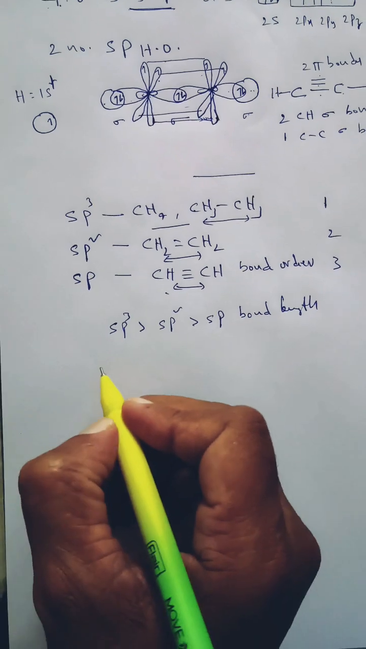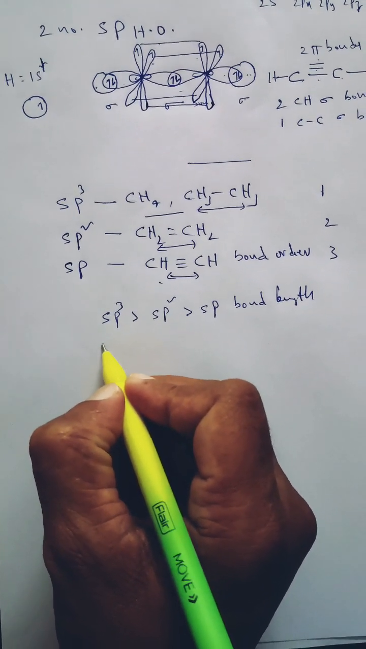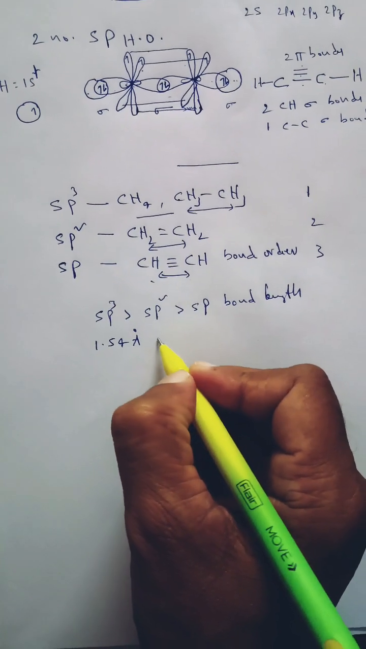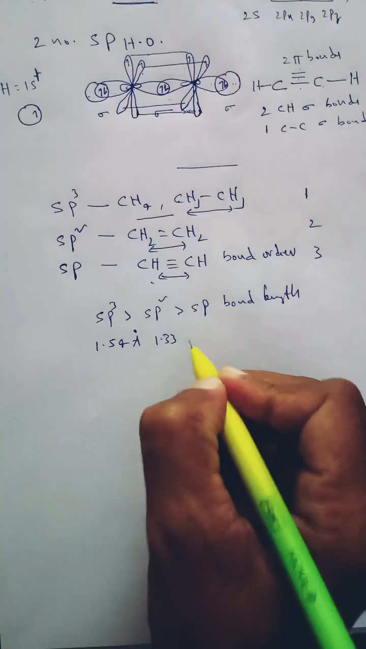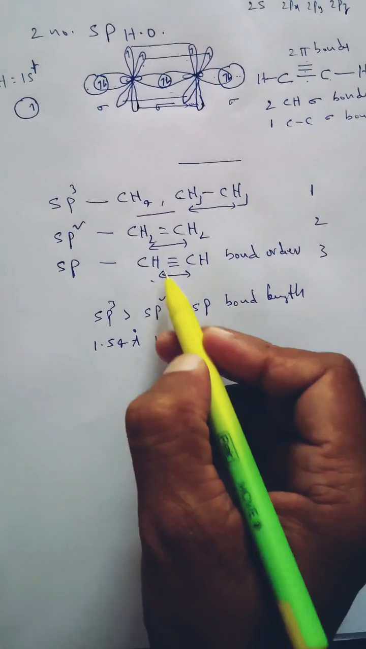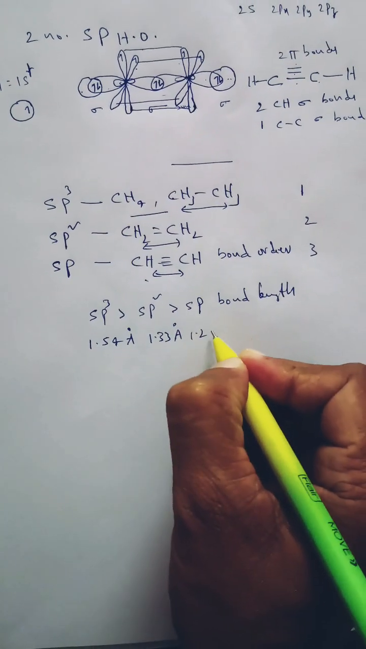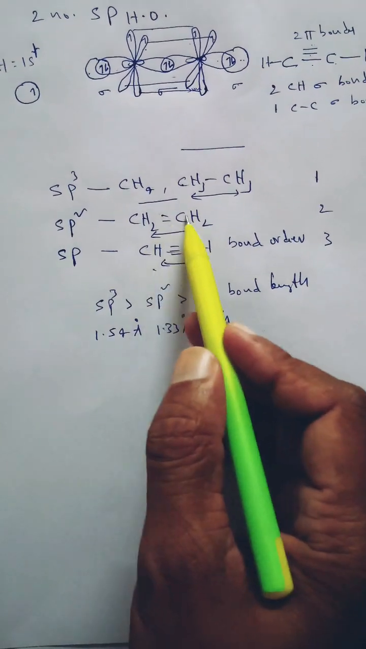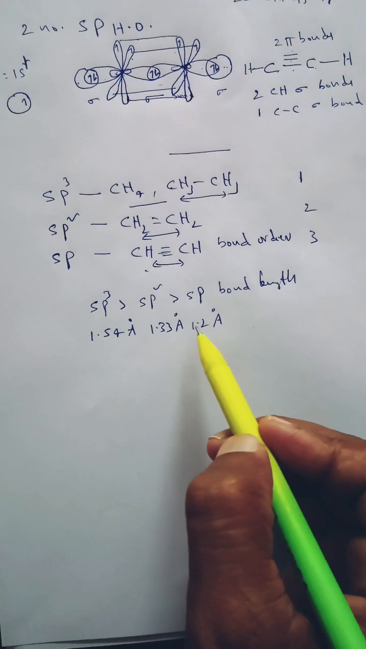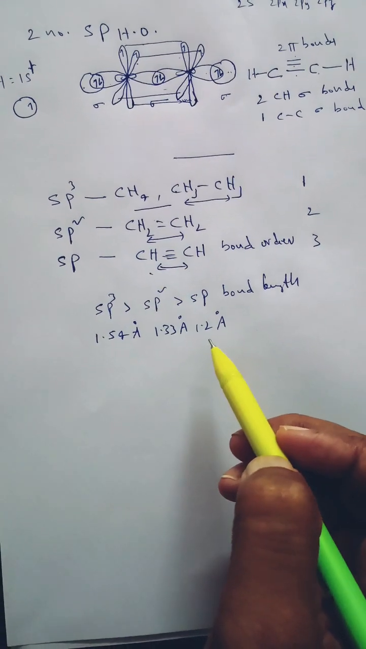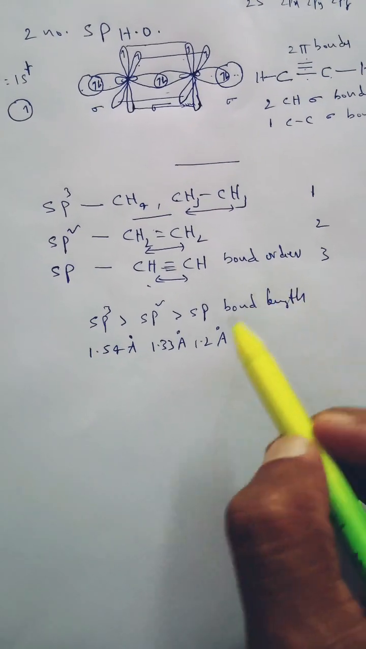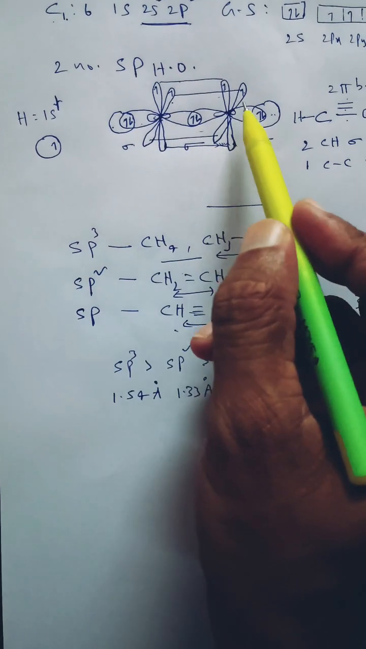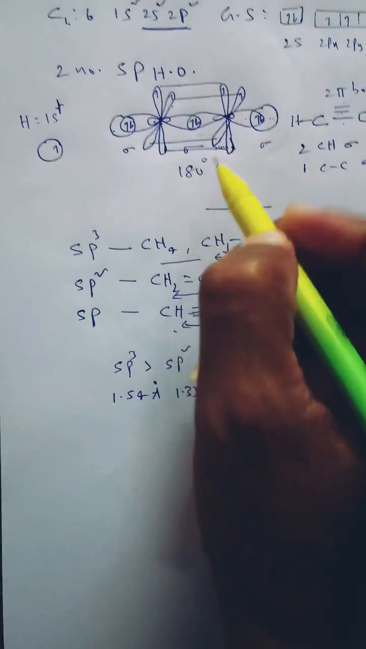So in the case of sp3 hybridization, the bond length between carbon and carbon is 1.54 angstrom units. In the case of sp2, the bond length is 1.33 angstrom units, and in the case of sp, this bond length is 1.2 angstrom units. So this is the bigger one. After this, sp2 hybrid has this bond length, and after that sp hybridization, this bond is 1.2. So if the bond order is more, the bond length is less. And the angle between this orbital and this orbital is 180 degrees. So this is a linear shape.